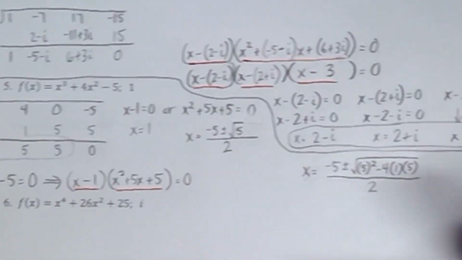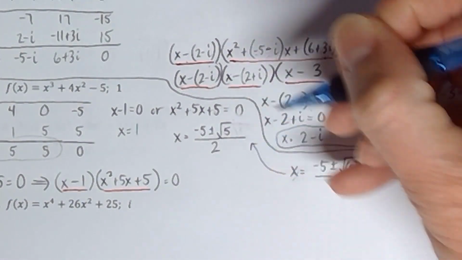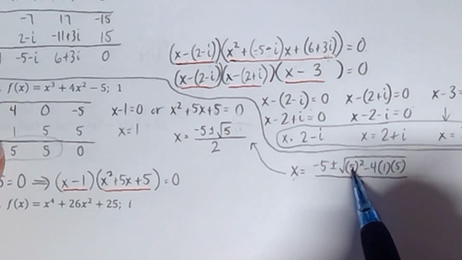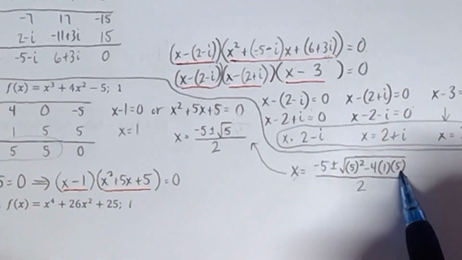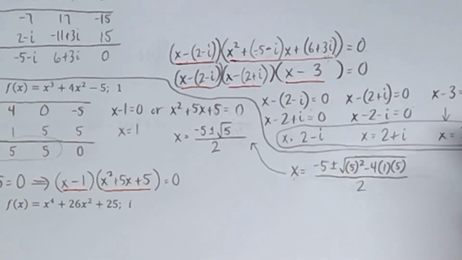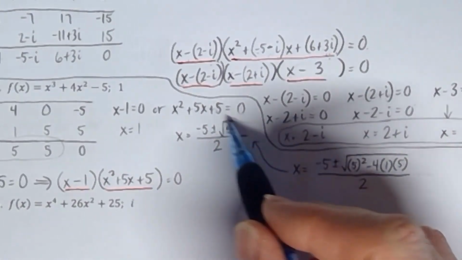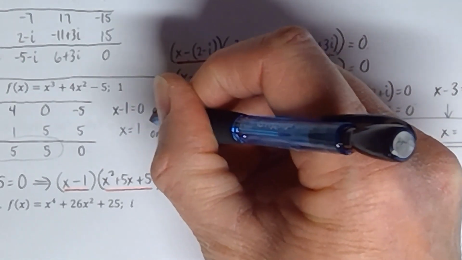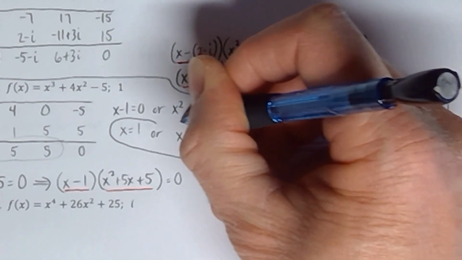What does this end up being equal to? Well, I actually wrote it down back over here. I got the square root of 5, and the reason is that's 25 minus 20 right there. And you can't simplify this any further either. So we end up with x equal to 1 and x equal to negative 5 plus or minus the square root of 5 over 2.